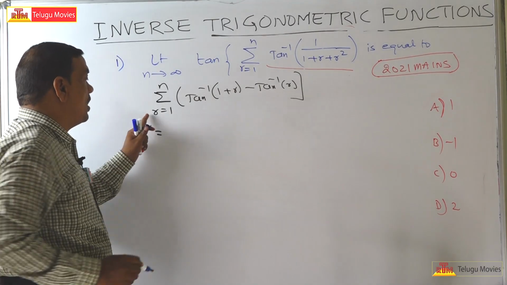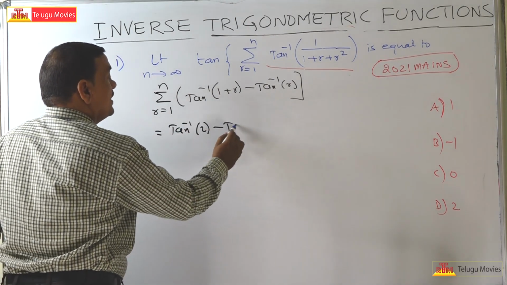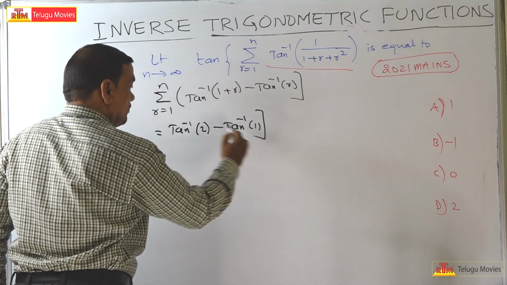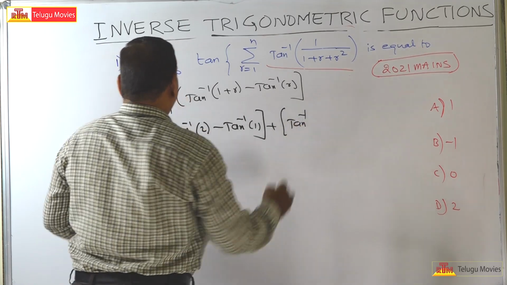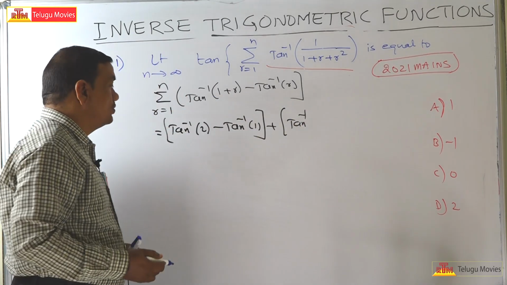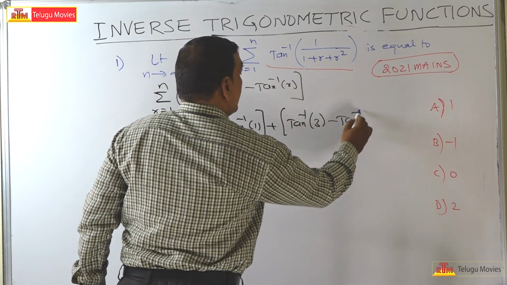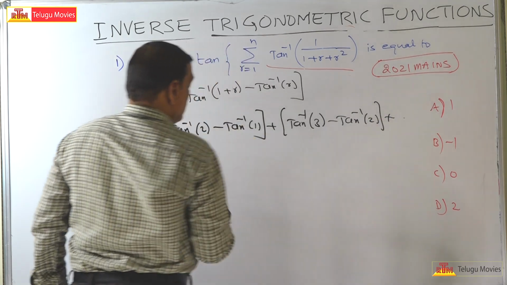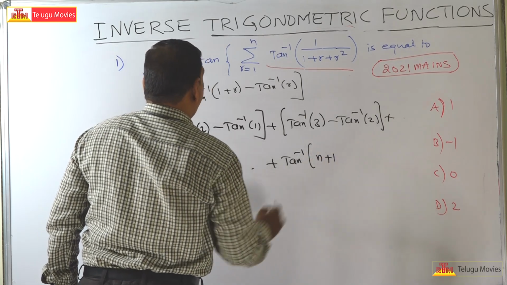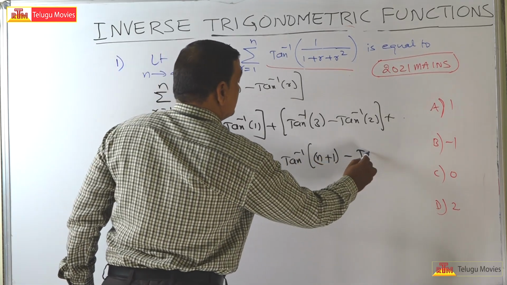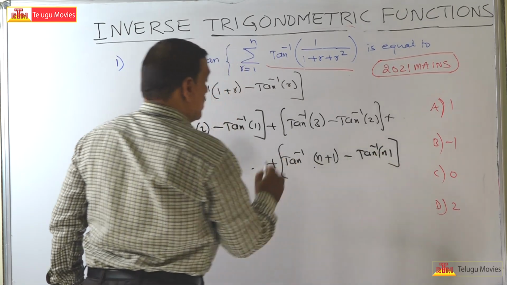Let us continue the solution. This is equal to, first r is equal to 1, you substitute, tan inverse of 2 minus tan inverse of 1, first bracket, plus tan inverse of, in place of r, since 1 is over, now 2, that means tan inverse of 3 minus tan inverse of 2, plus so on. The last term is tan inverse of n plus 1 minus tan inverse of n. This will be the last term.